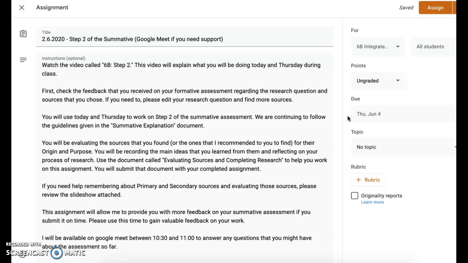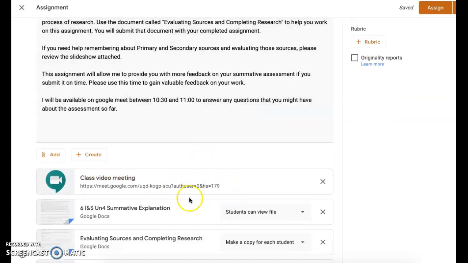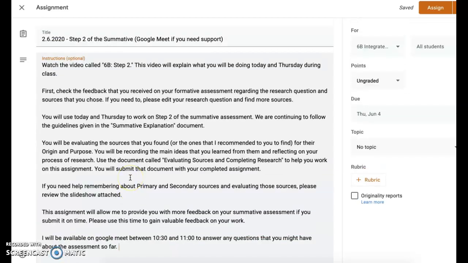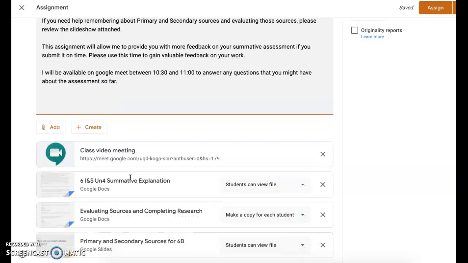But good luck on this. If you have any questions, I'll be available today on Google Classroom, and I'll also be available on Thursday on Google Meet to help with any of the process.